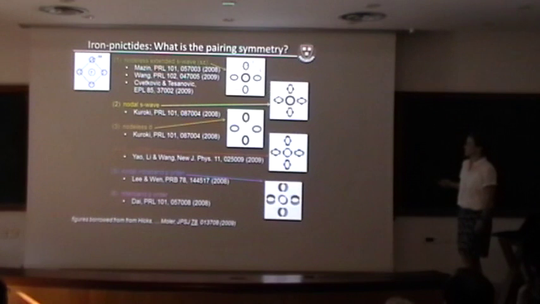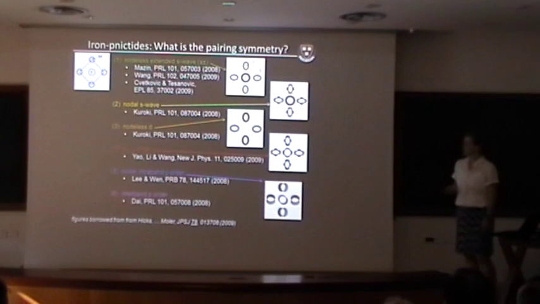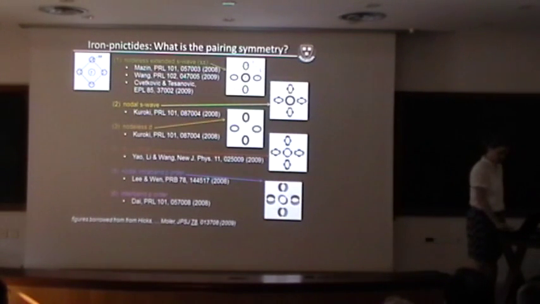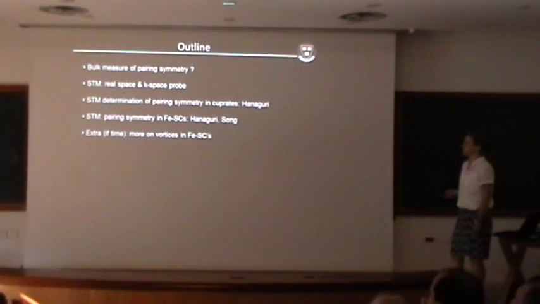And here are some figures I borrowed from a paper by Mazin, showing the sign of the order parameter in red and blue. With all of these different Fermi surfaces, there are lots of different possibilities for the signs of the order parameters. So the outline of the talk is: I'm going to talk a little bit about possible bulk measures of pairing symmetry, and then argue that STM as a local measure is probably a more viable way to go than a bulk interference experiment.